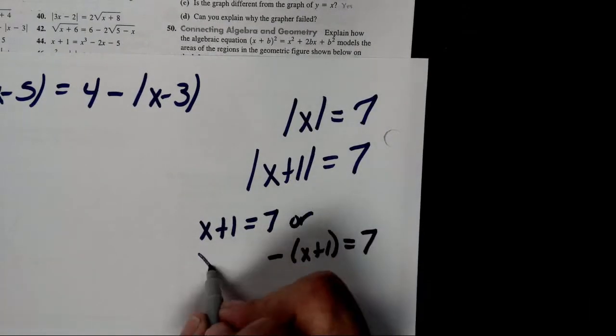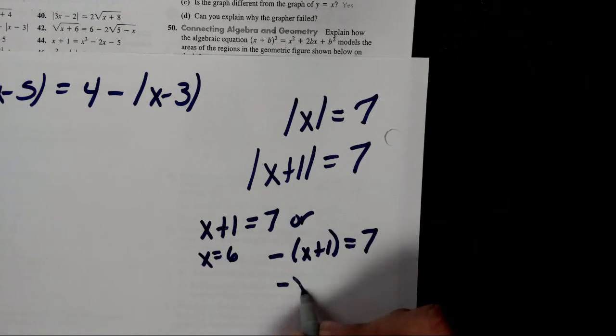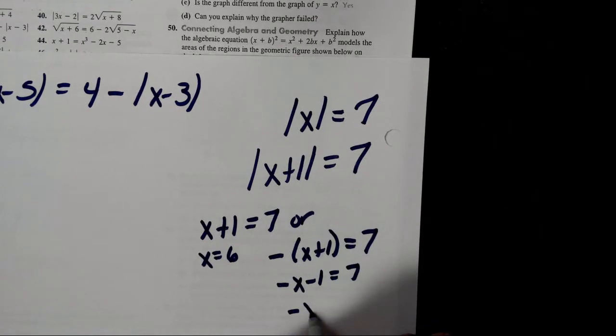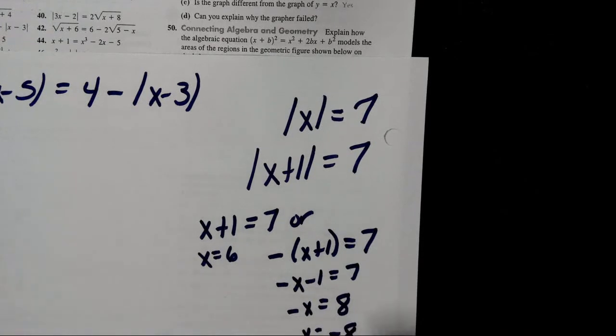So here x is going to equal 6. Here negative x minus 1 would equal 7, so negative x would equal 8, which would make x equal negative 8. Okay? So our goal is to get the absolute value by itself, and then we write it as two equations: the expression equal to the number, or the opposite of it equal to that number.